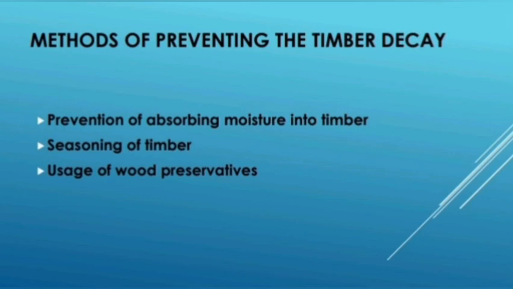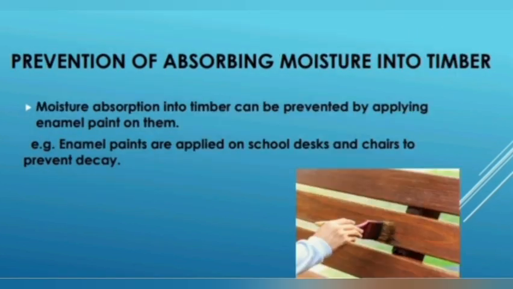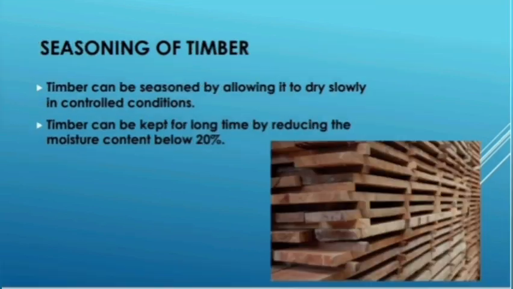Methods of preventing timber decay: prevention of absorbing moisture into the timber, seasoning of timber, and usage of wood preservatives. Prevention of absorbing moisture into timber. Moisture absorption into timber can be prevented by applying enamel paint on it. Example, enamel paints are applied on school desks and chairs to prevent decay.